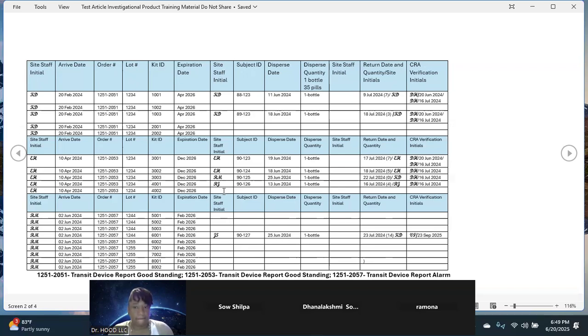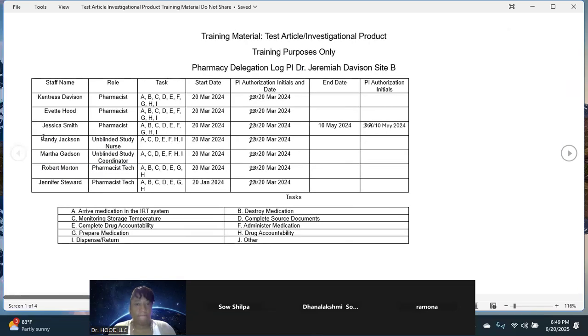Can you take us back to the other page? Sure. So the initials we got, RM. Dispensing is KD. Yeah. So RM.